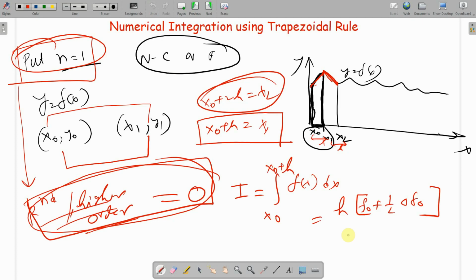Okay, so what we can write: I equals to the integral from x0 to x0 plus h of f0 plus half into delta f0. And delta f0, how can you calculate delta f0? Numerical differentiation. Remember your numerical differentiation class, how can you calculate delta f0? What did we do in that table?